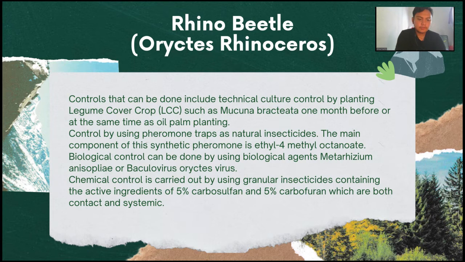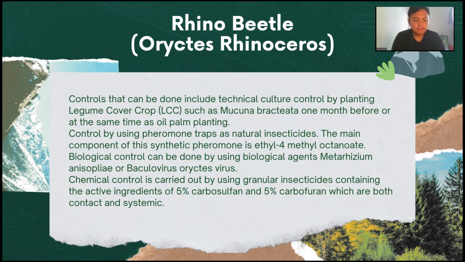And then rhino beetle or Oryctes rhinoceros. Control that can be done includes technical culture control by planting legume cover crop or LCC such as Mucuna bracteata 1 month before or at the same time as palm oil planting. Control by using pheromone traps is a natural insecticide. The main component of the synthetic pheromone is ethyl 4-methyl octanoate.